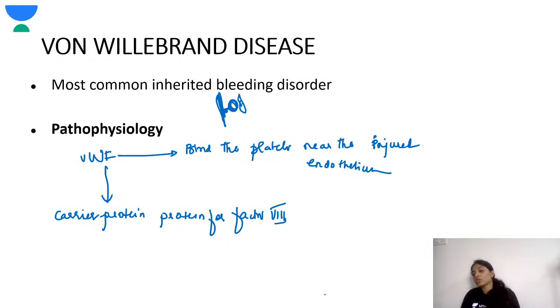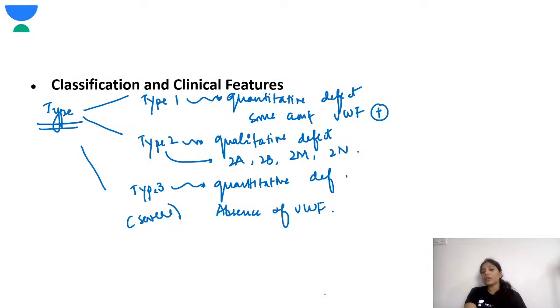Another important function of von Willebrand factor is that it is a carrier protein for factor 8. So if von Willebrand factor is absent, even factor 8 will be decreased. The main thing you should know is that the main function is binding to the platelets. Though it is a coagulation disorder, the presentation is more like a platelet disorder. Now the classification.